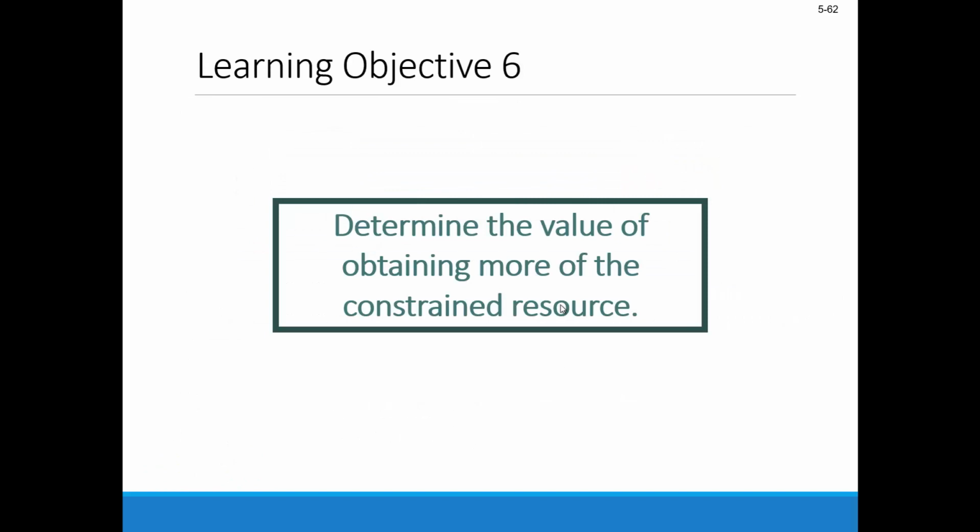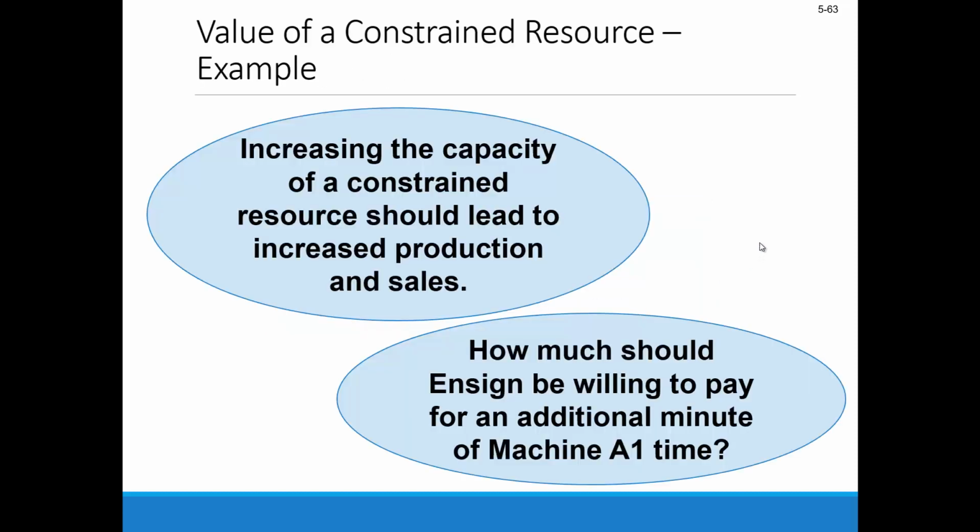Moving on to learning objective 6. Now we're going to determine the value of obtaining more of a particular constrained resource, just following on our previous analysis. So increasing the capacity of a constrained resource, all things equal, should lead to increased production, sales, and then profitability. So one question we'd want to be asking ourselves in these cases of constrained resources is how much should the company be willing to pay to acquire additional amounts of that resource if they even could.